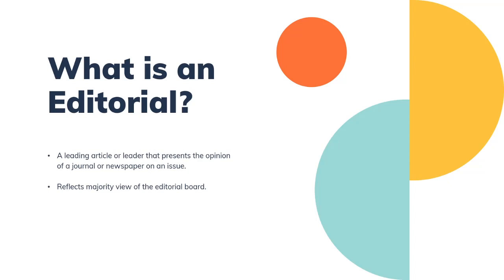First of all, what is an editorial? An editorial is a leading article that presents the opinion of a journal or newspaper on an issue. It basically reflects the majority view of the editorial board and it is usually unsigned. In simple terms, an editorial can be called an opinion piece on some development that makes news.